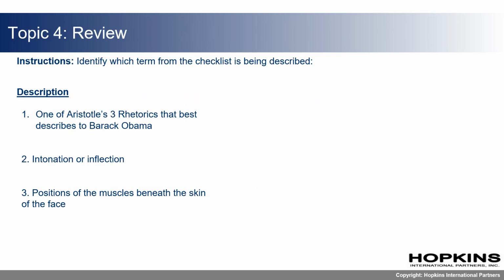In this review quiz, you will be asked to identify what term would be most appropriate to a particular description. The terms could be ethos, tone, facial expression, principle of persuasion, and ethicality. You may pause the video now before we show the answers. The answers are 1. One of Aristotle's 3 rhetorics that best applies to Barack Obama. This would be ethos, as Barack Obama is a very distinguished person. 2. Intonation or inflection. This would be tone. 3. Positions of the muscles beneath the skin of the face. This would be facial expression.